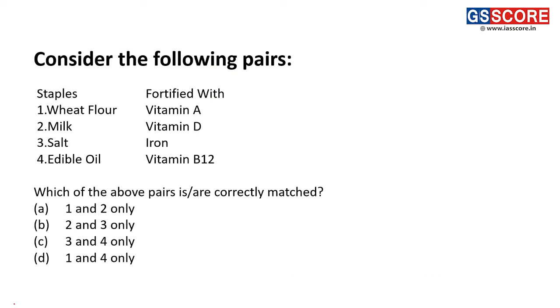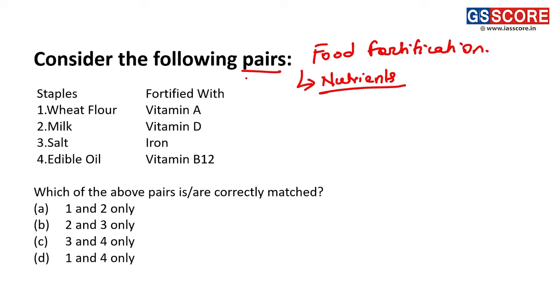Question number 2. Consider the following pairs. Here we are talking about food fortification. Food fortification is basically used for the enhancement of nutrients in food, and there are guidelines issued by FSSAI on which kind of staple crop, fruit or milk should be fortified with which kind of nutrient.